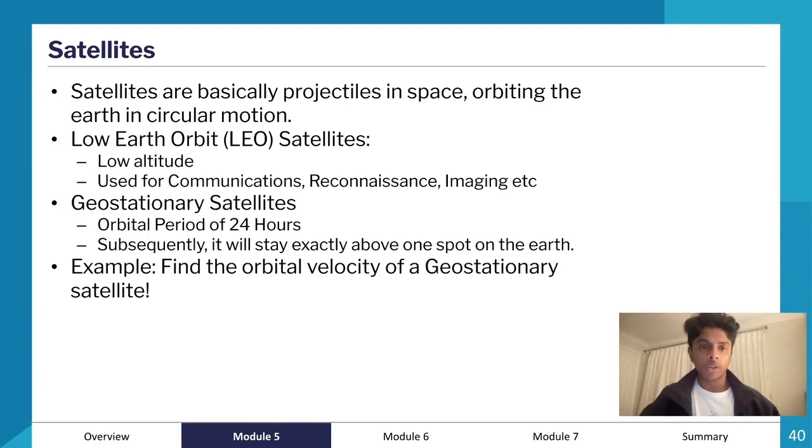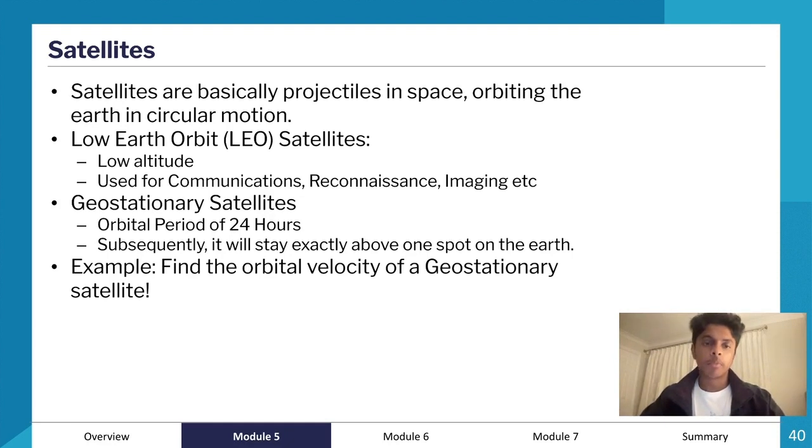We have LEO, low Earth orbit satellites, which orbit at a low altitude of around 200 to 2000 kilometers. This places it above the denser part of the atmosphere, and by placing it above the denser part of the atmosphere, we're reducing drag. That helps the satellite stay in orbit for longer. And if you think about the orbital period of LEO satellites, it has an orbital period of less than 128 minutes.